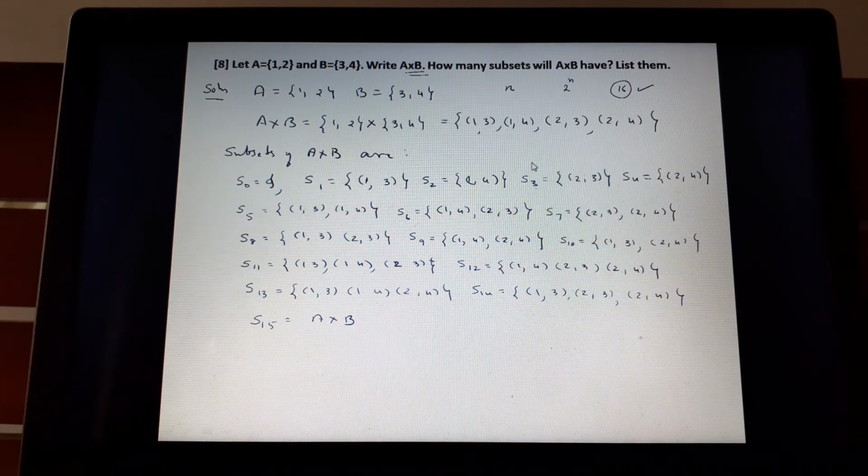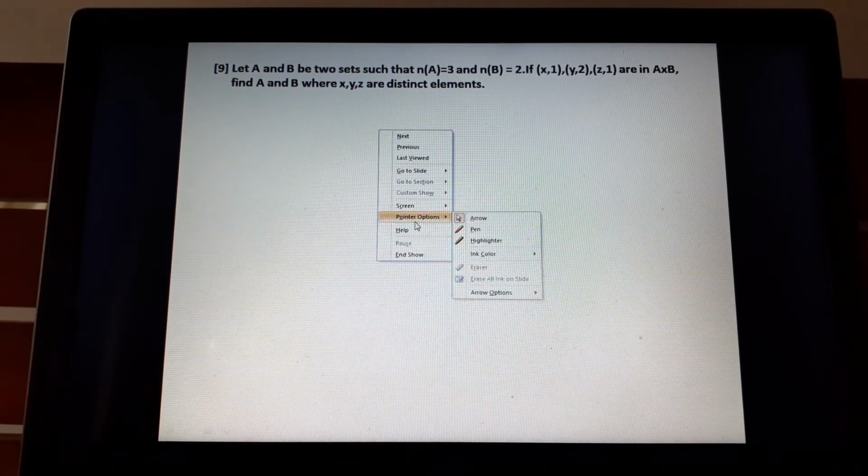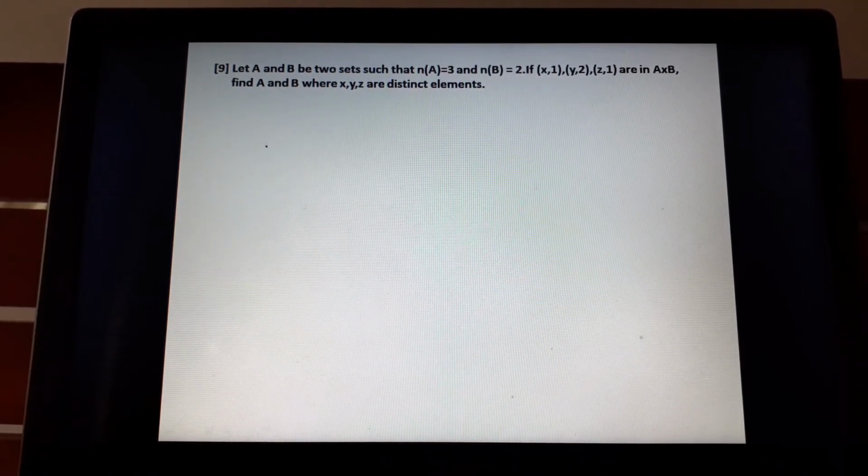Next question, the ninth one. Let A and B be two sets such that n(A) is 3, n(B) is 2. If (x,1), (y,2), (z,1) are in A cross B, find A and B where x, y, z are distinct elements. So this is also a reverse question where A cross B is not given. See, in one of the previous questions, A cross B was given. Find A and B, that was the thing.